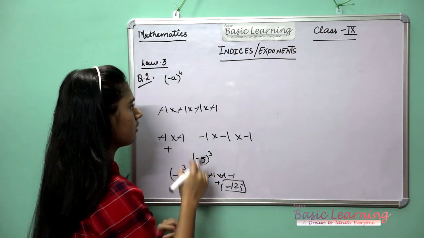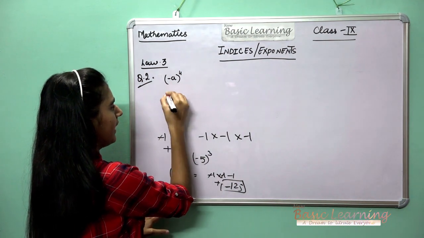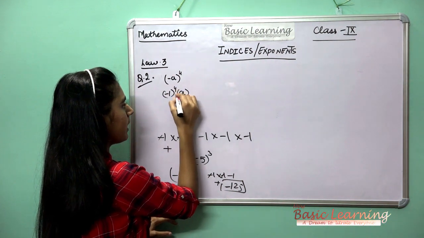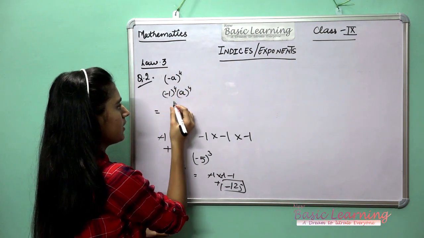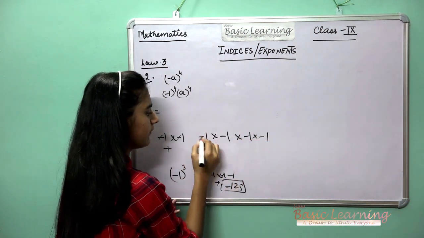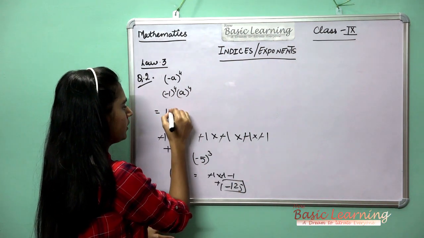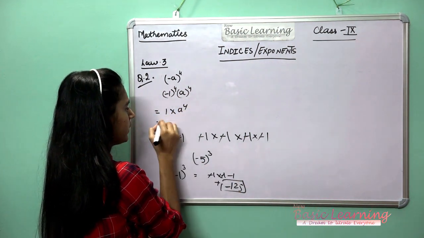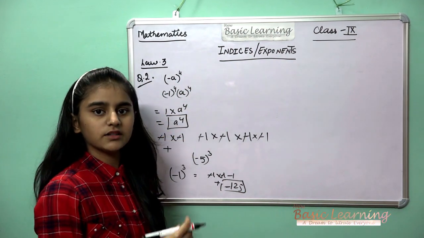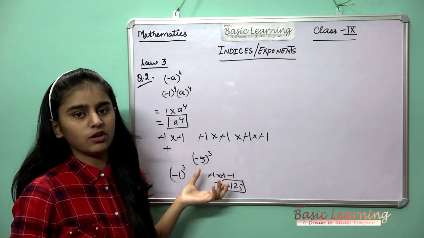Okay, now solve this question. Minus 1 to the power 4 and a to the power 4. When you write it 4 times, it will also cancel. So nothing to worry. 1 into a to the power 4 will give a to the power 4. This is the answer. This is a simple question you can solve very easily.